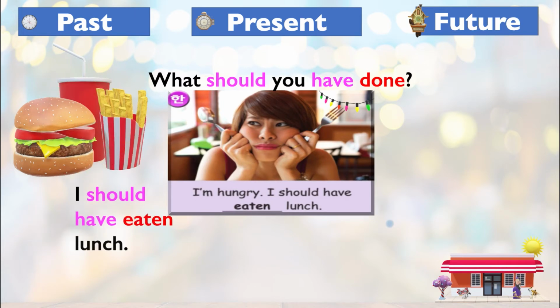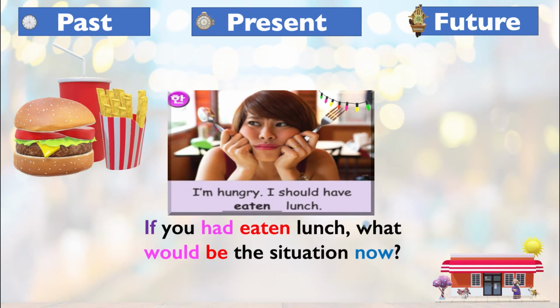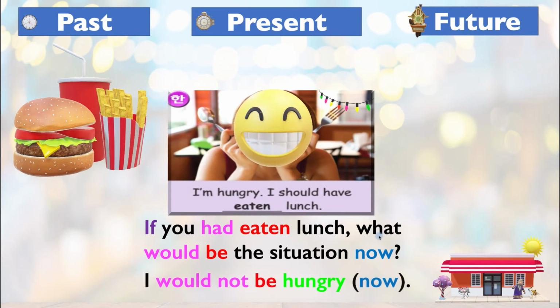But as we said, you can't change the past. So we create the situation question to ask how you would have changed the past. If you had eaten lunch, what would be the situation now? So if the past had been different, what would have been the possible situation now? I wouldn't be hungry. I would not be hungry, or contracted, I wouldn't be hungry now.